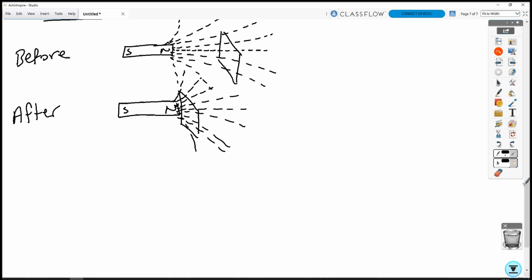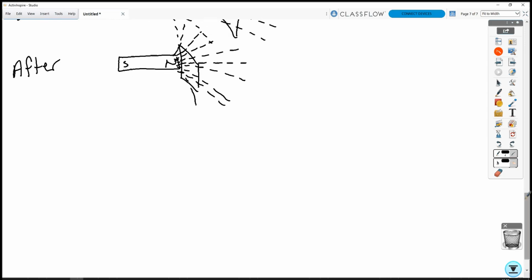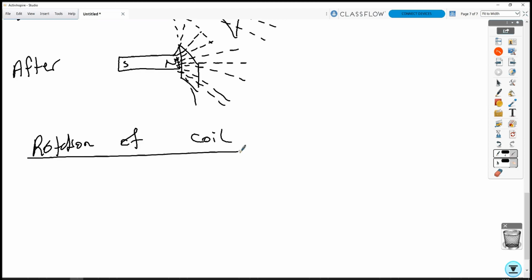In either case, the wires of the actual coil are cutting through lines as those lines are moving. So either the coil itself can cut through the lines or the lines can cut through the coil. If that cutting is happening, they're basically overlapping each other as they move, then there is a change of flux. So you can see as well, if we did rotation of coil, we'll see similar results.